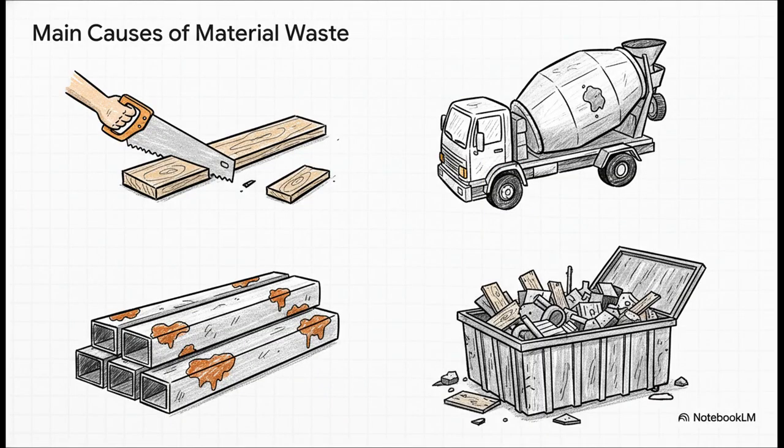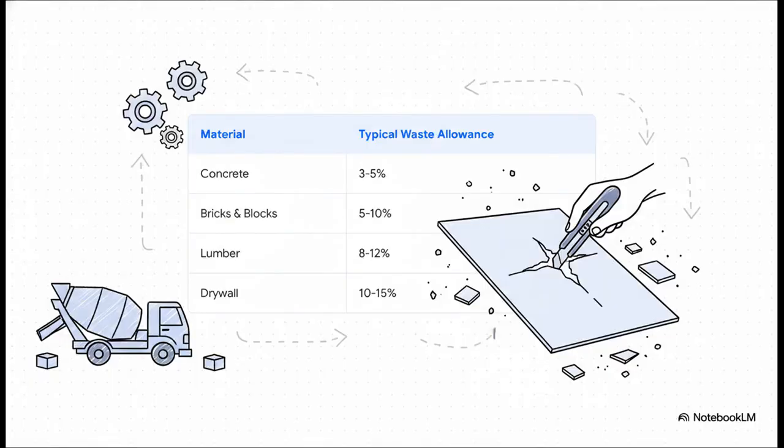So, where does all this physical loss actually come from? Well, material adjustment is a big one. It's a fancy term for a simple idea. You have an 8-foot piece of lumber, but you need a 7-foot piece. That leftover foot, that's waste. Then you've got handling losses, like the concrete that always gets left behind in the mixer. And of course, you have to factor in the costs of storing materials properly and then actually getting rid of all that leftover scrap.